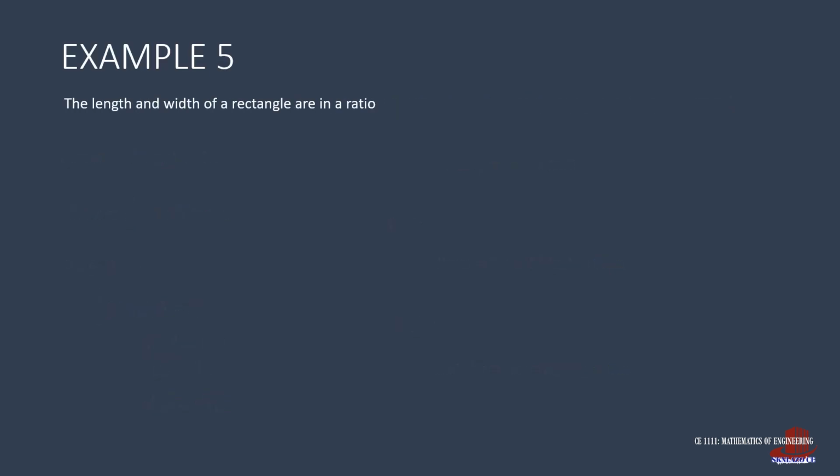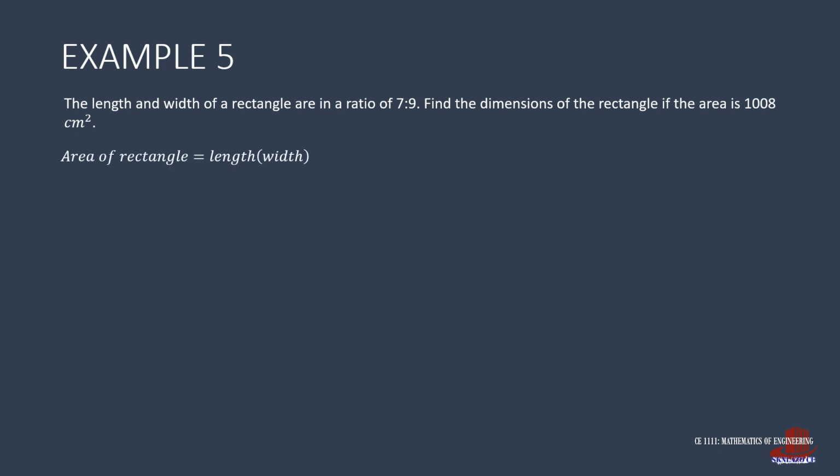Example 5 states, the length and width of a rectangle are in a ratio of 7:9. Find the dimensions of the rectangle if the area is 1008 square centimeters. The area of a rectangle is computed as the product of its length and width. Again, assigning x for one part, the area is then 7x times 9x as equal to 1008. Simplify this as 63x squared equal to 1008.